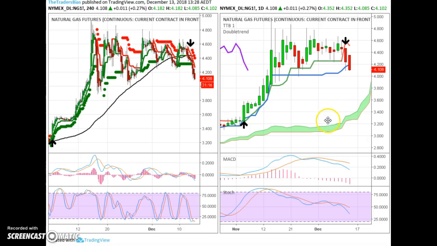And this was real interesting to see. This is a double top here. We'll just have to see what happens with gas, but anyway, that's about it. And what a massive upside.